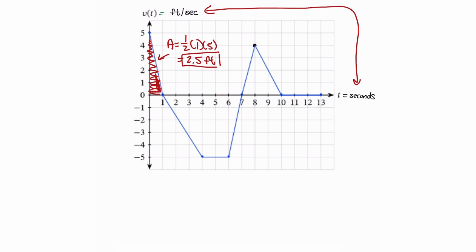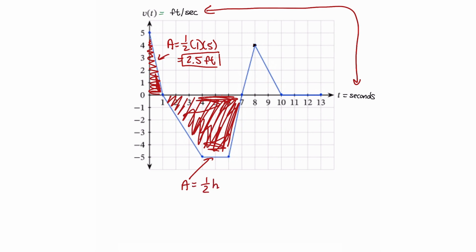Okay, now looking at this next region, it is below the t-axis, which means the value of the definite integral will be negative, but we still calculate it just as area because we know that the definite integral is related to area. It's the negative of the area if the region is below the axis, and it's equal to the area when the region is above the axis. So this is a trapezoidal figure, and we know that the area of a trapezoid is 1/2 times the height times the sum of the parallel bases.